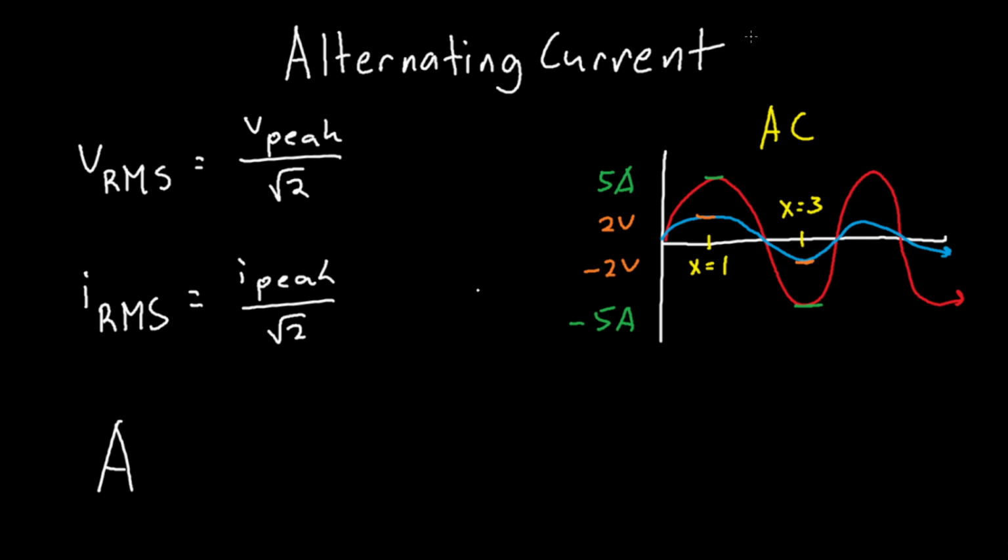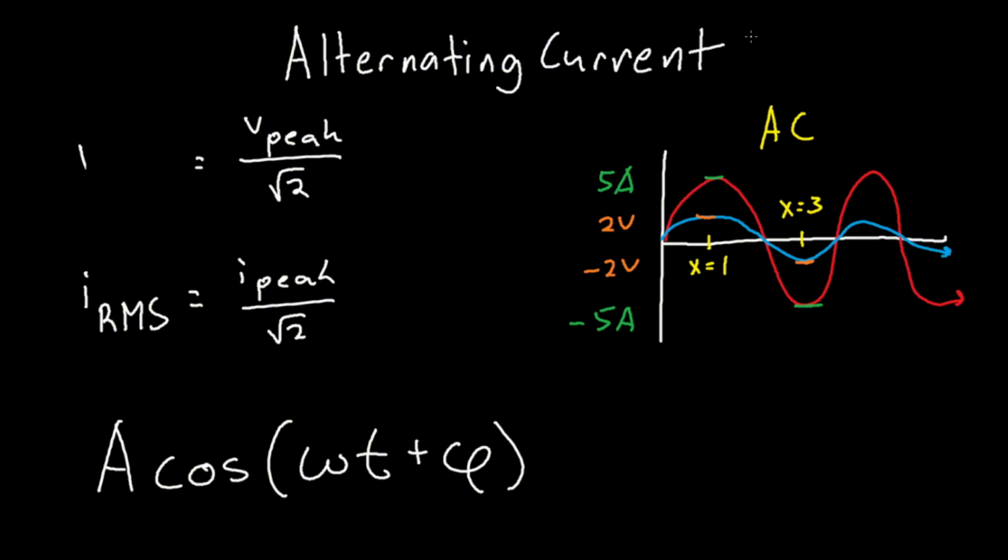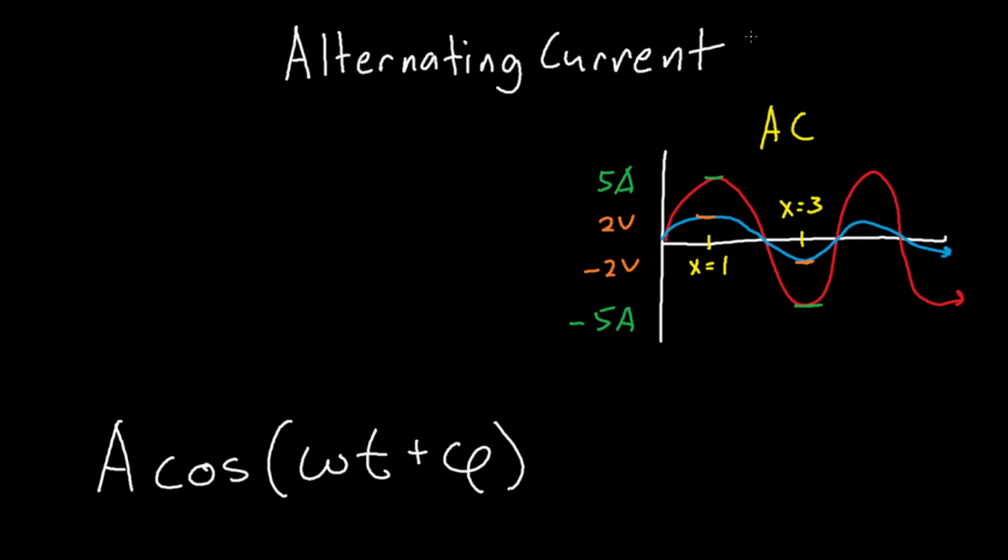Okay, let's talk about the formula for AC. The formula for AC usually looks like a cosine or a sine, it doesn't matter. I'll use cosine. A cosine of the angular frequency times t plus your phase shift, usually represented by the symbol phi. This is phi. Well, what does the amplitude stand for? A, the amplitude, just simply stands for the peak. That's the amplitude of your sinusoidal wave. Basically, for this current, A would be 5. That's the peak of this current wave.